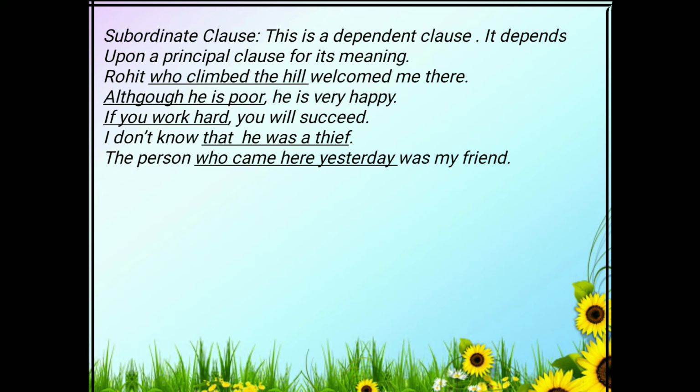If you work hard, you will succeed. If you work hard, this is subordinate clause. I don't know that he was a thief. Here, that is the conjunction, so that he was a thief is the subordinate clause. The person who came here yesterday was my friend. And here the conjunction is who. So who came here yesterday? That is your subordinate clause. The person was my friend. That is main clause.